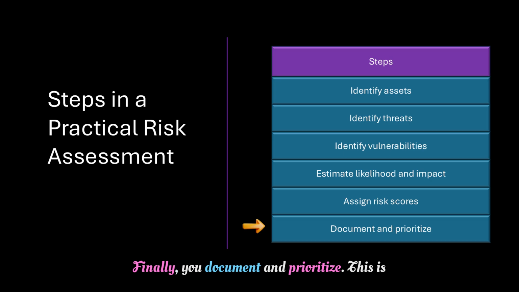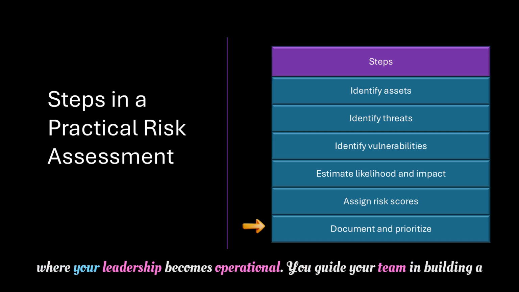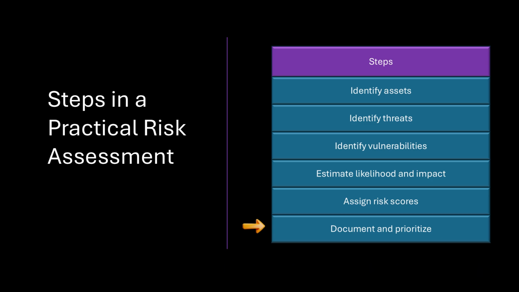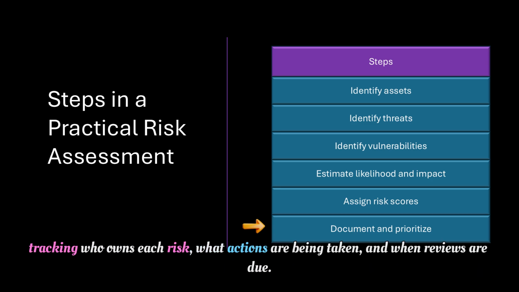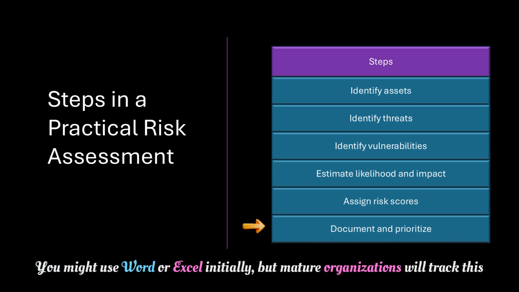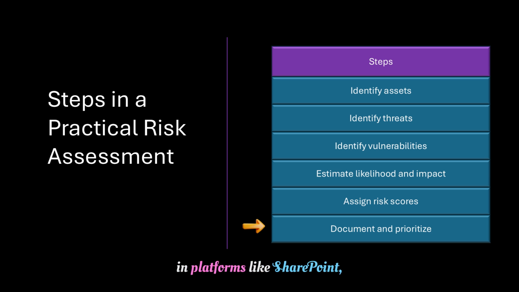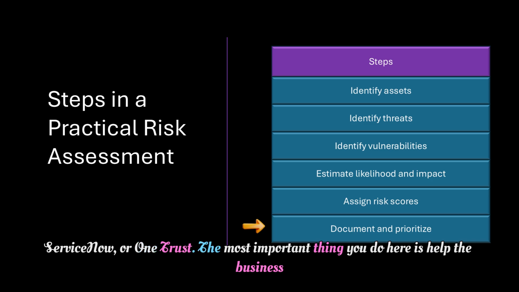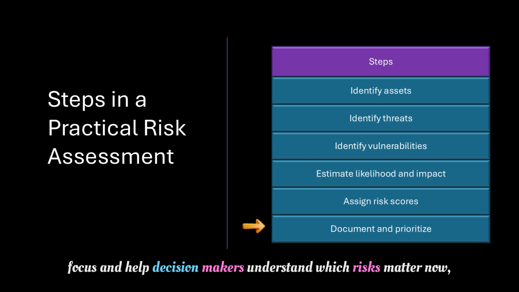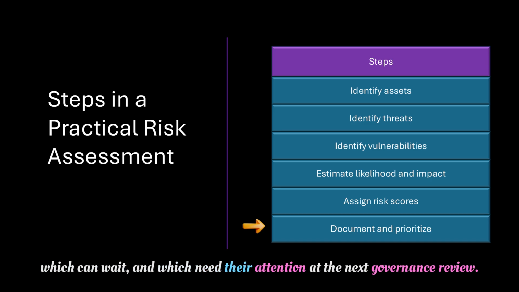Finally, you document and prioritize. This is where your leadership becomes operational. You guide your team in building a risk register, tracking who owns each risk, what actions are being taken, and when reviews are due. You might use Word or Excel initially, but mature organizations will track this in platforms like SharePoint, ServiceNow, or OneTrust. The most important thing you do here is help the business focus and help decision makers understand which risks matter now, which can wait, and which need their attention at the next governance review.